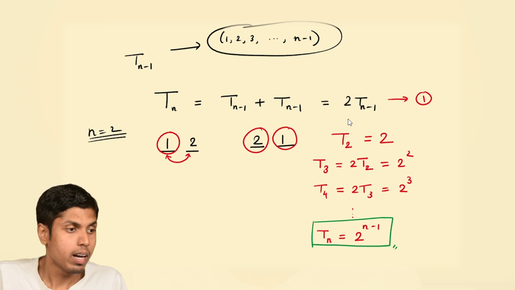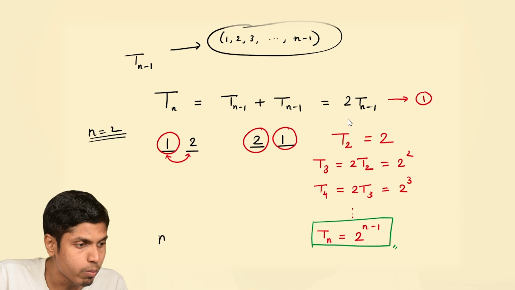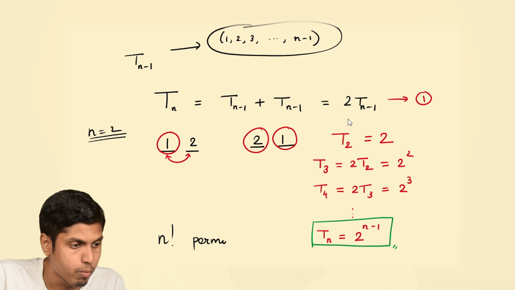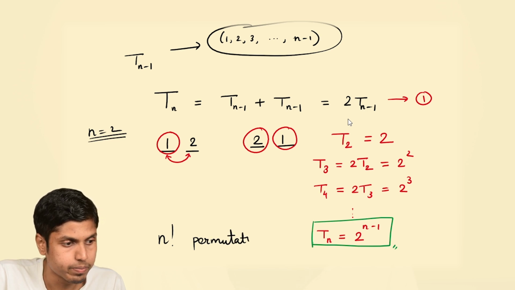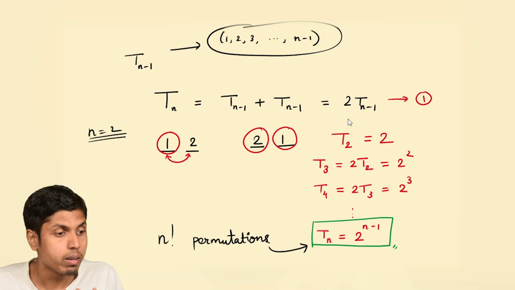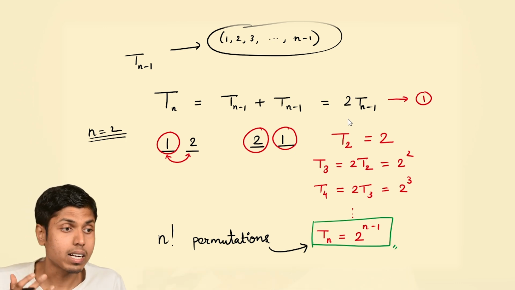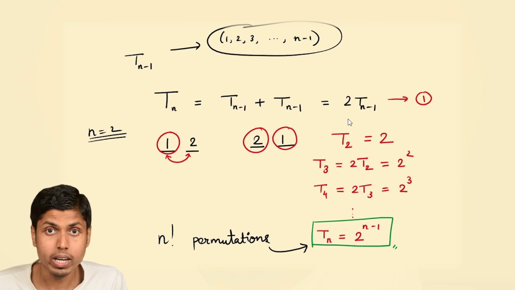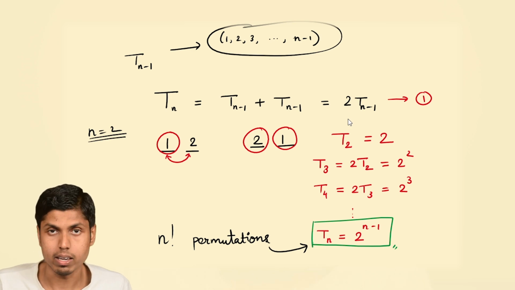That is, out of the n factorial permutations, we know that there are n factorial permutations. But out of that, you have only 2 power n minus 1 permutations that satisfy our given condition. That is, for each k less than n, the first k terms leave distinct remainders when divided by k.